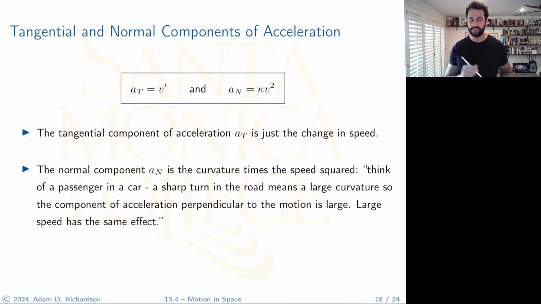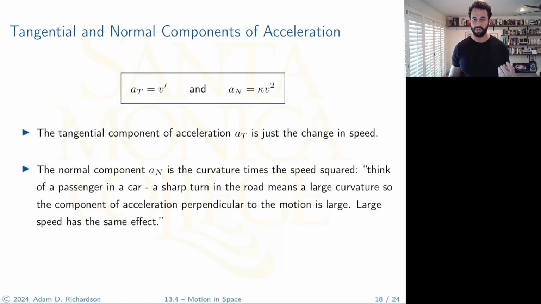And there's a good analogy in the book, so I quoted it right here. It says, think of a passenger in a car. So put yourself in a car for a moment. If you have a sharp turn in the road, that means there's a large curvature, so the component of acceleration that's perpendicular to the motion is large. Imagine doing a very tight turn in a car, right? Well, if you're doing a really tight turn, the curvature is large, and so the normal component of acceleration is going to be large.